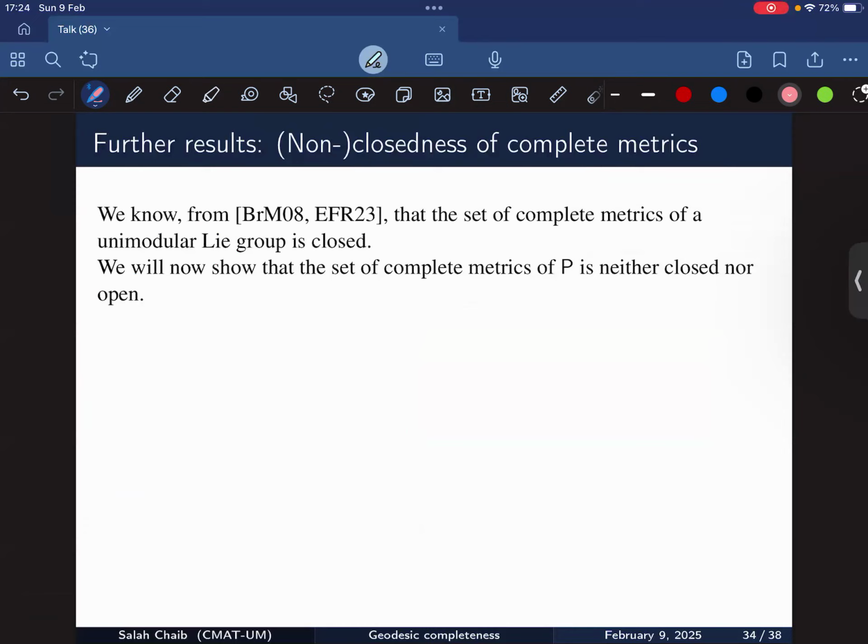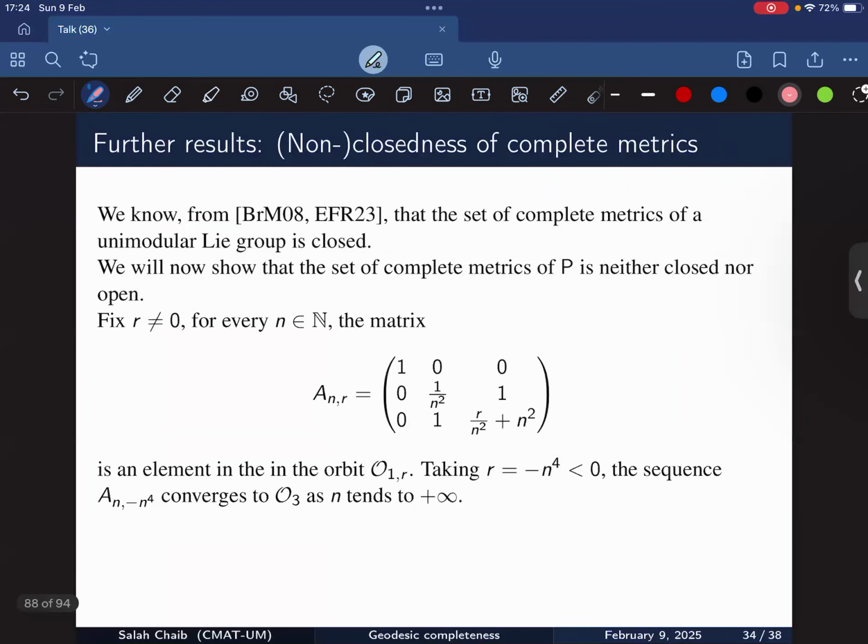So now I will come back to the result of non-closedness of the set of complete metrics. From the works of Bromberg, Medina, and Shafiei, Ferreira, and Reis, we know that the set of complete metrics is closed for unimodular Lie groups. So the aim is to show that our Lie group provides a counterexample to this. For R different from 0, this matrix is in the class of O1R.